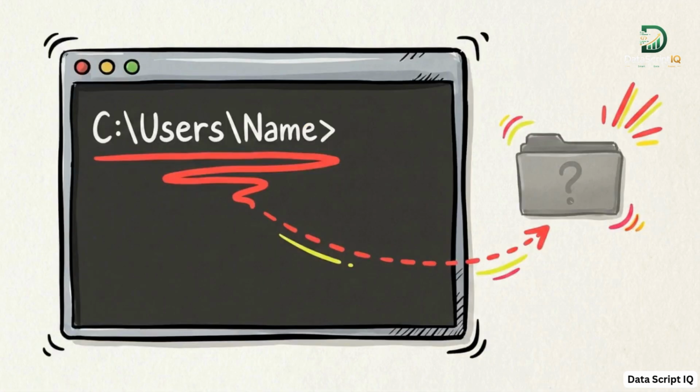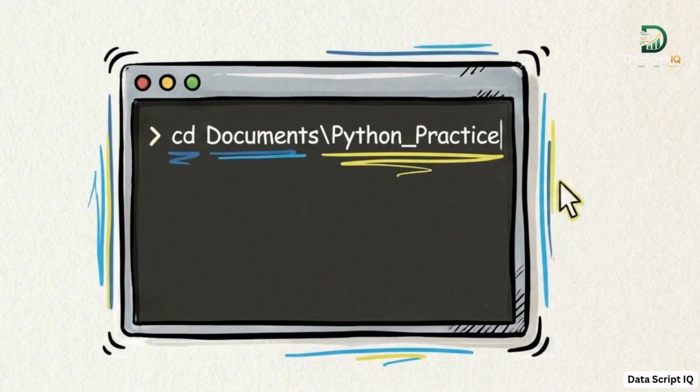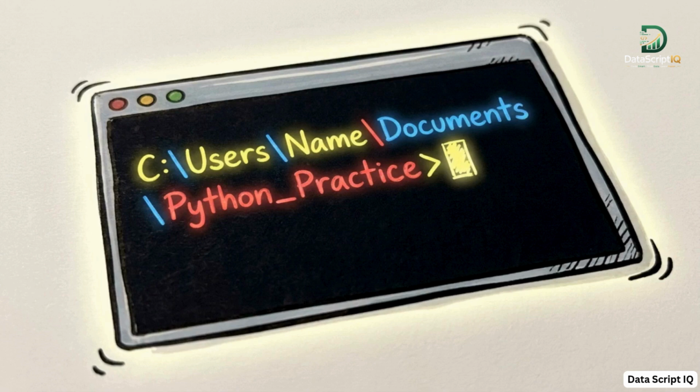If you try to run the script right now, it will fail. This is because your terminal is currently looking at your main user folder, not the specific folder where your code is saved. Use the cd command, followed by your folder path, to move the terminal's focus. This tells the command line exactly where to look for your files.